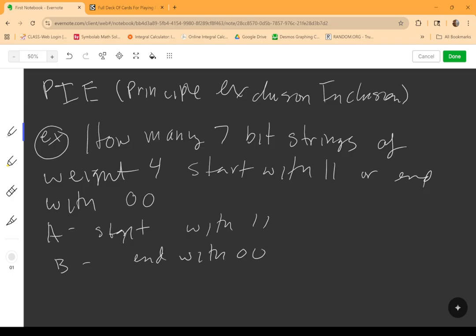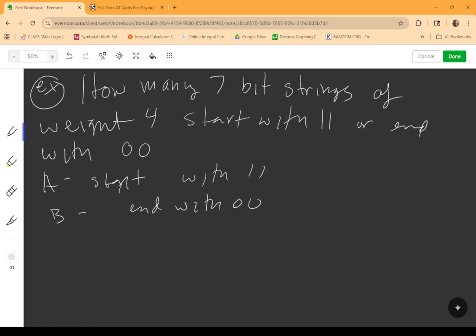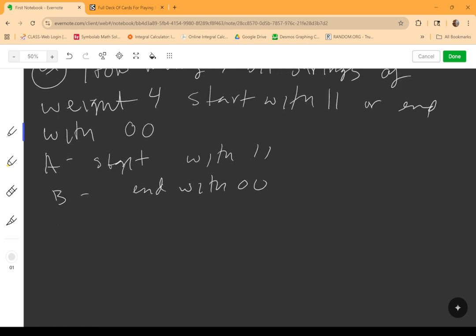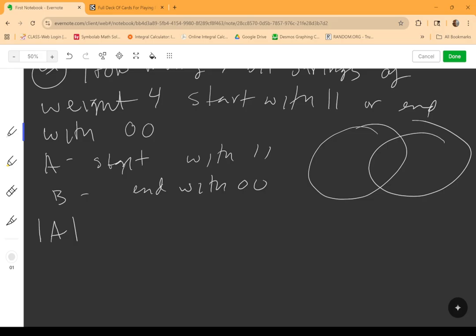Notice this is much different than the one we did in the previous problem, where it was starting with 0 0 or starting with 1 1. We're looking at the ends of these bit strings here. So let's figure out the cardinality of each of these sets. A starts with 1 1, and B ends in 0 0.